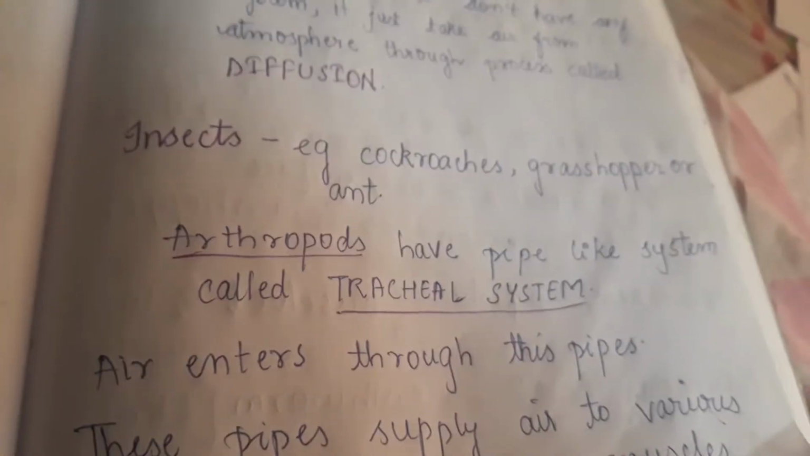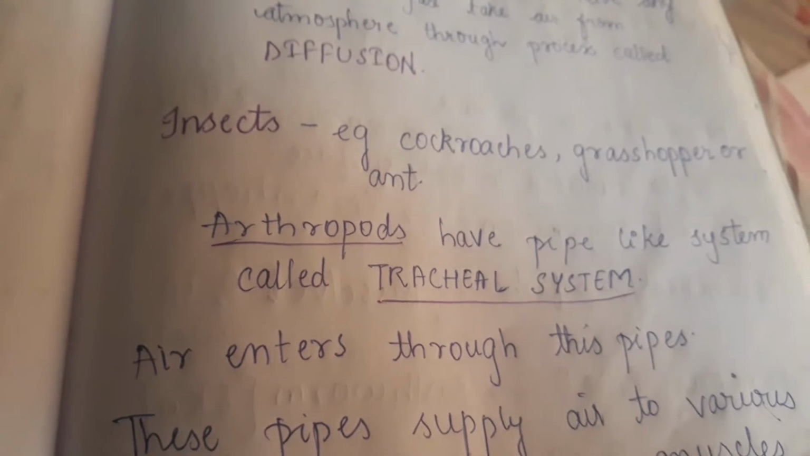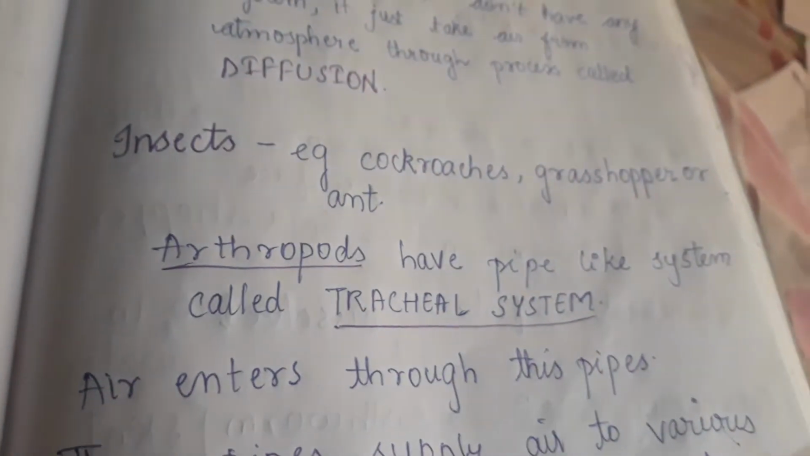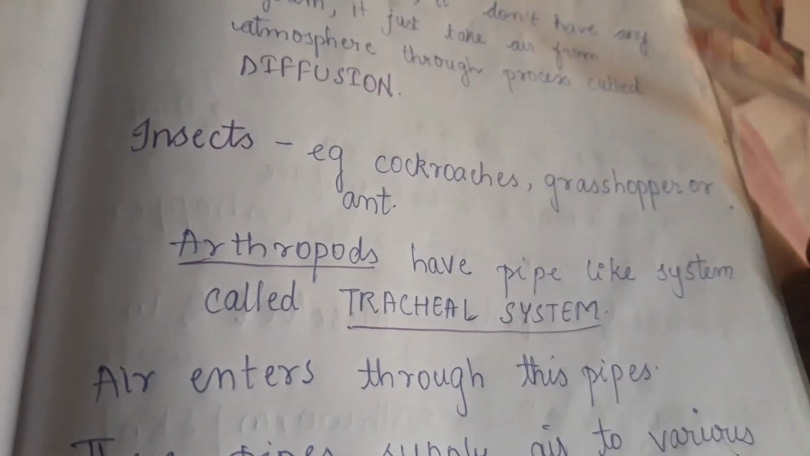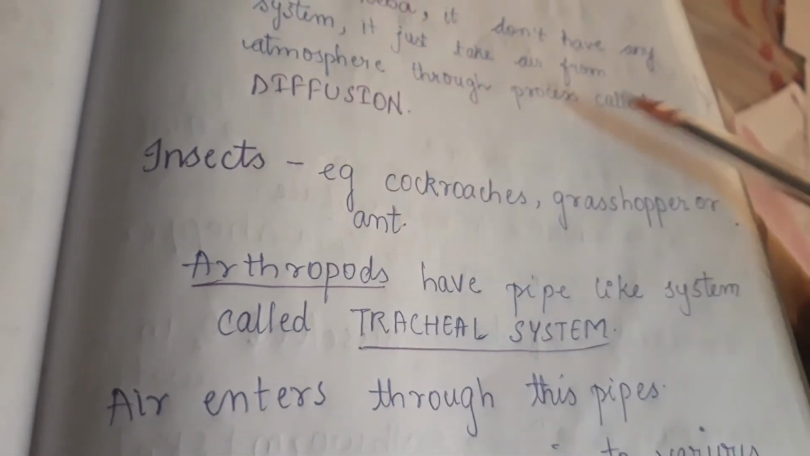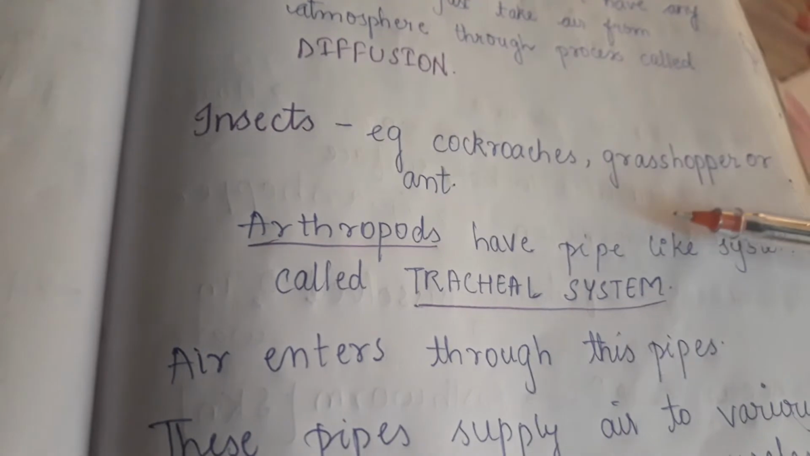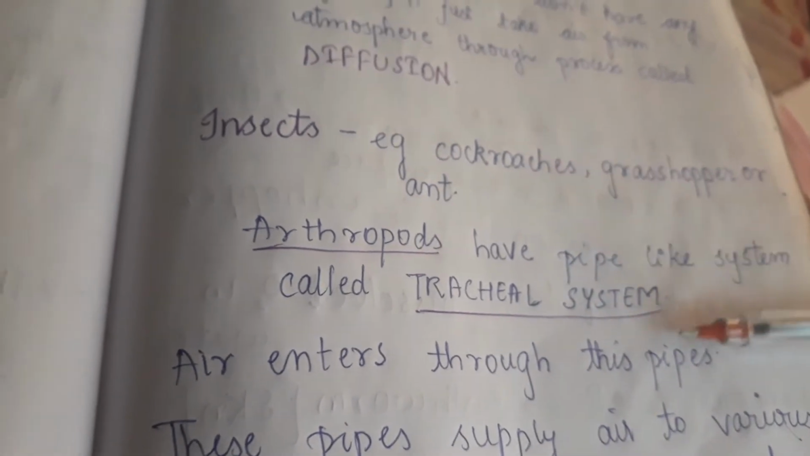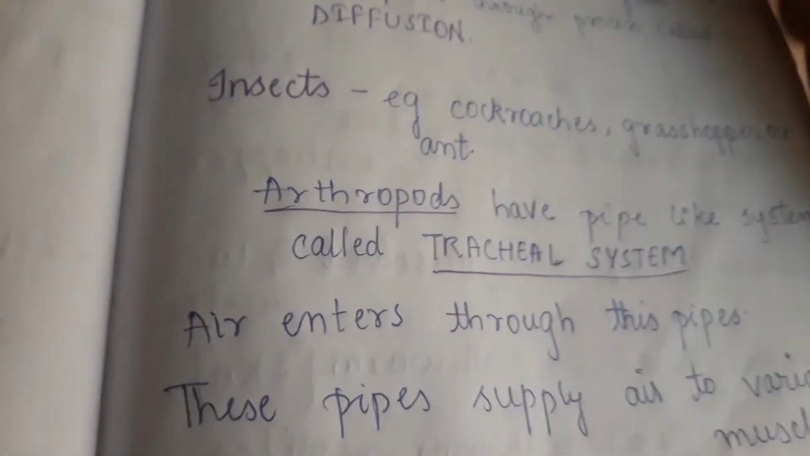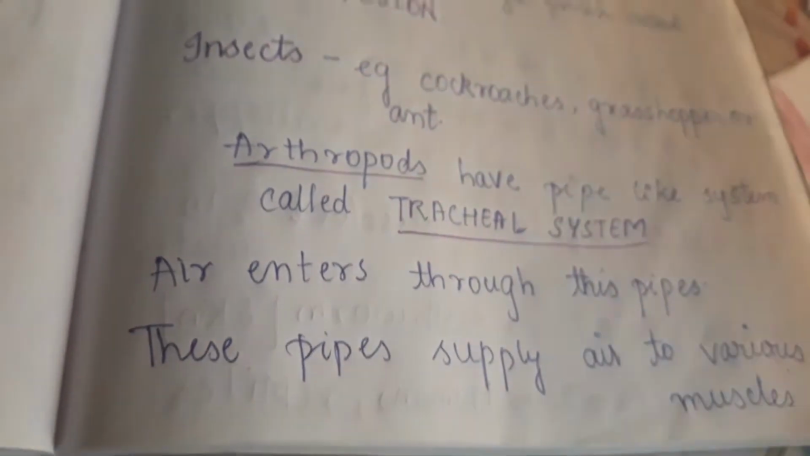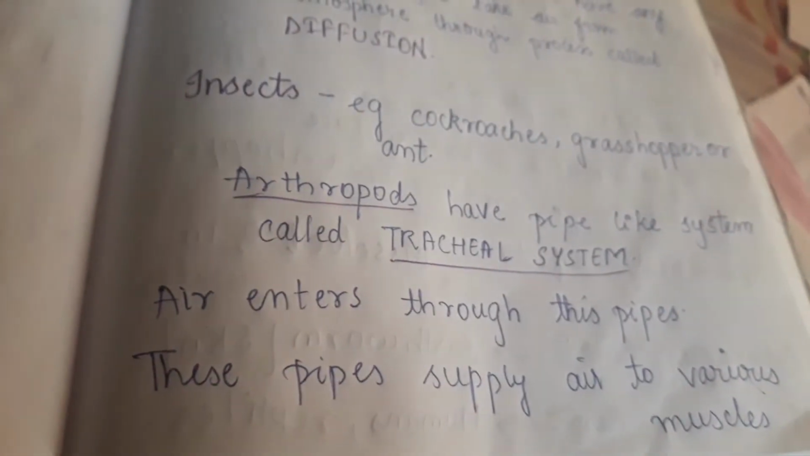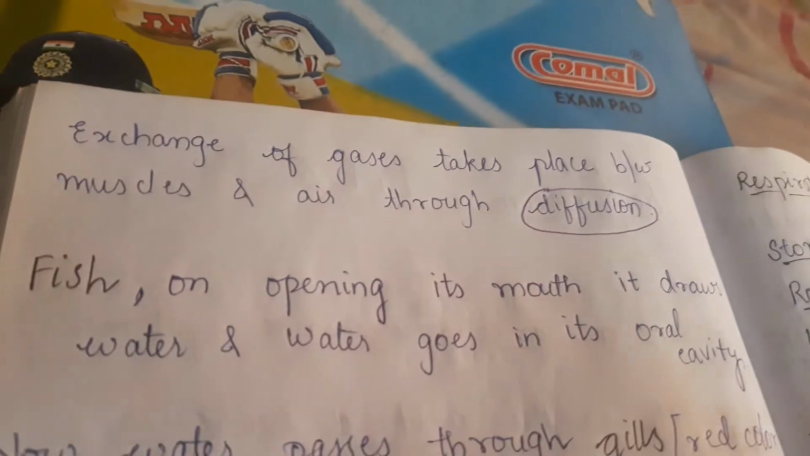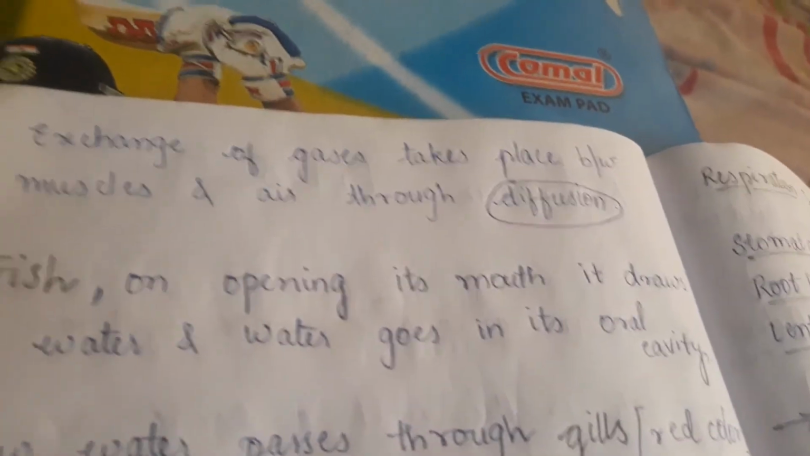Coming to insects like cockroaches, grasshoppers, and you can tell ants, or arthropods, they have a pipe-like system known as the tracheal system. They have tube-like structures attached to the surface of the body. ठीक है, वहाँ वो पाइप से वो एयर जाती है. वो पाइप्स क्या होते हैं? बॉडी सरफेस से अटैच होते हैं, मसल्स को ऑक्सीजन मिलती है. These pipes supply air to various muscles. Here also, with diffusion only, exchange of gases takes place.